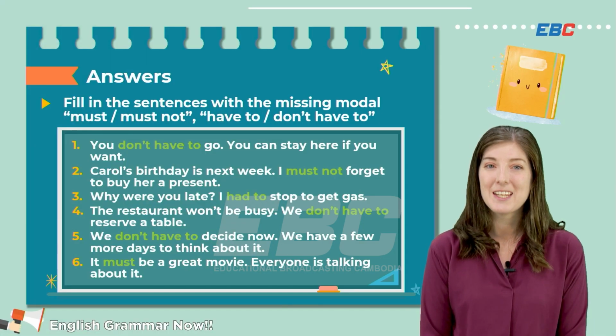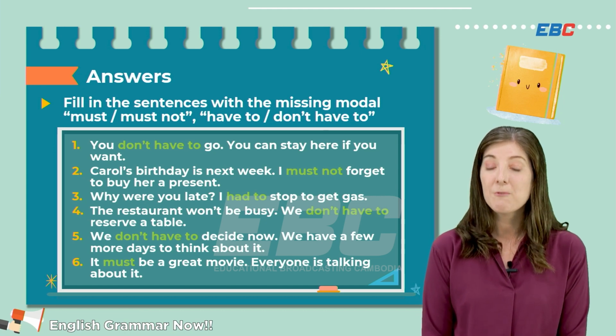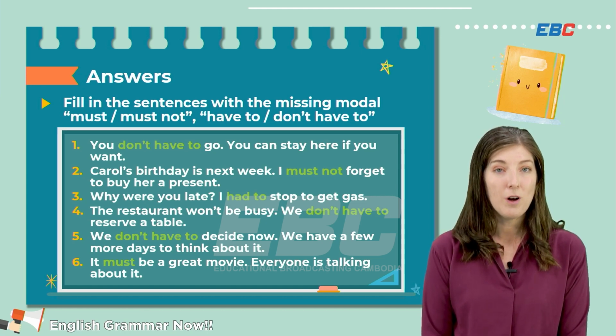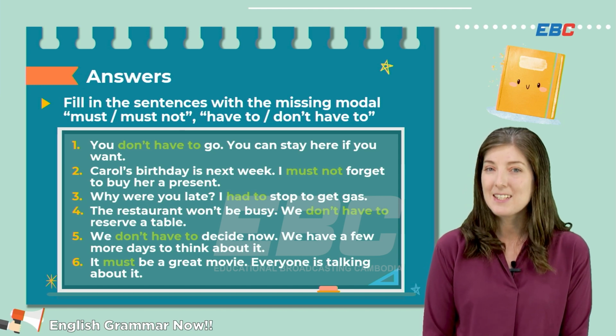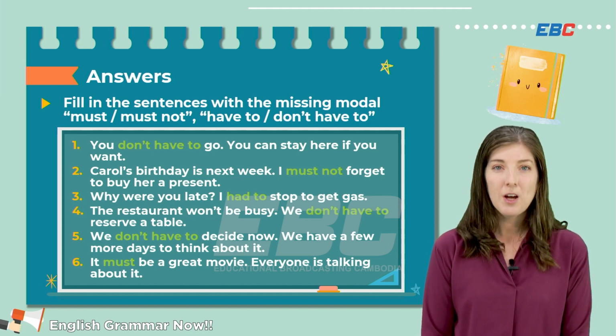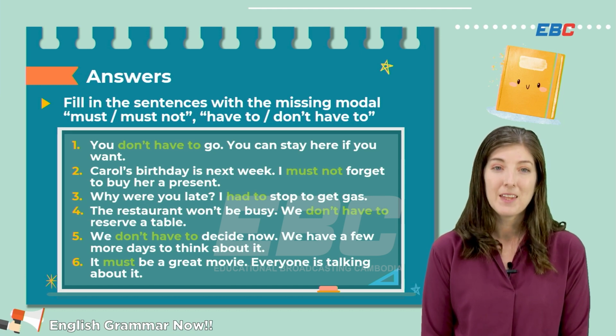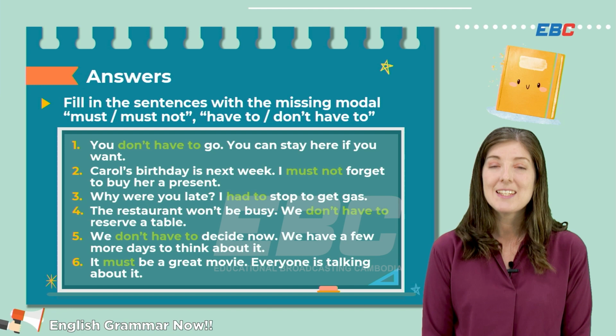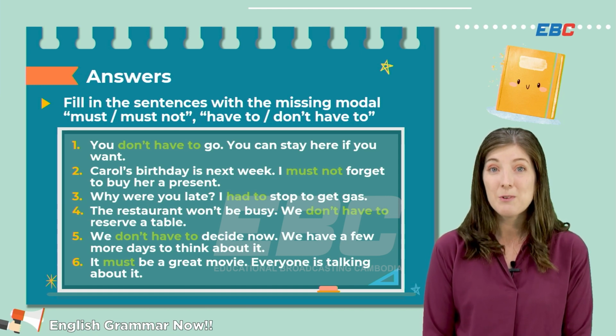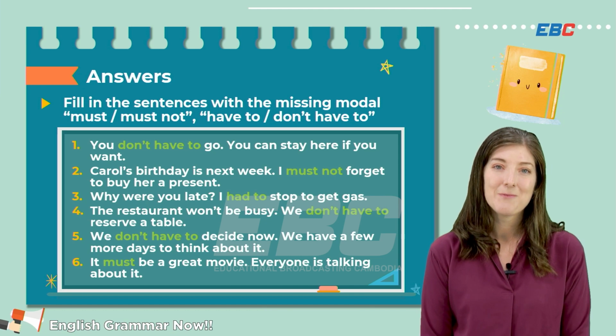Here are the answers to those sentences. Number 1, you don't have to go. You can stay here if you want. You can see that in this sentence, you have the choice. You're not required to go, and so we need to use don't have to, not must in this case. Number 2, Carol's birthday is next week. I must not forget to buy her a present. In this case, it's very important that I remember to buy her a present. I must not forget. So we would not use don't have to in this sentence.